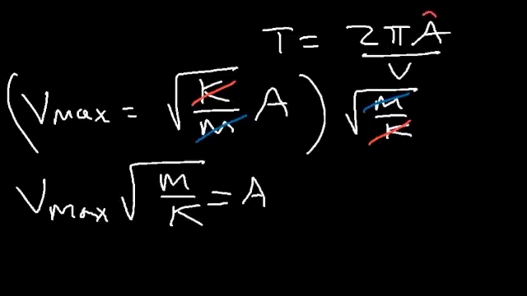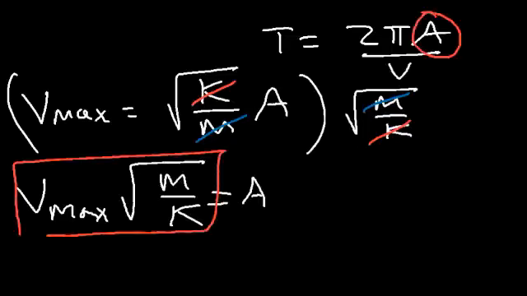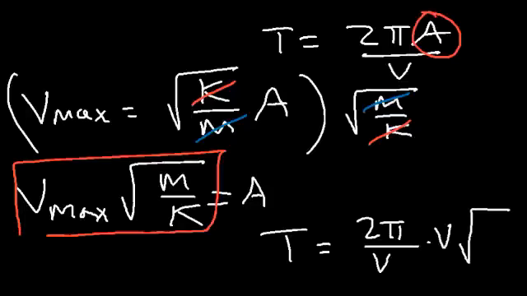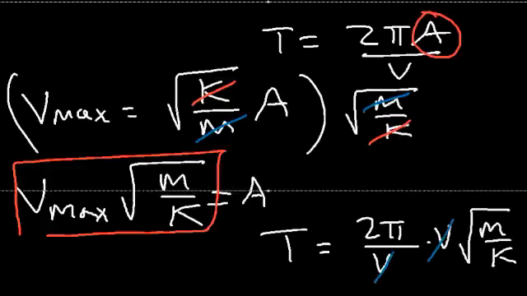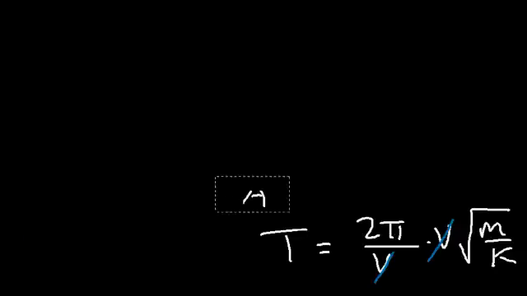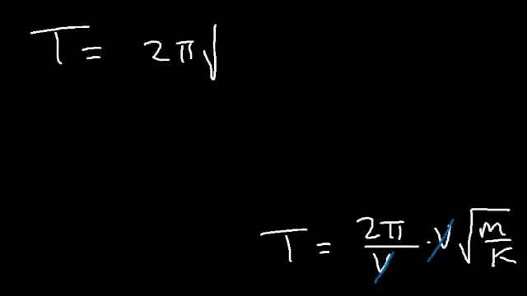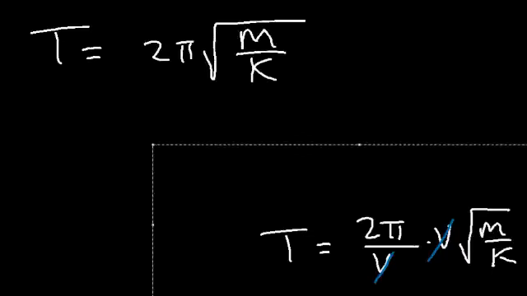So now let's replace this a with this expression. So the period T is 2 pi divided by v times v max times the square root of m over k. So we can cancel v. So therefore, the period of a spring is 2 pi times the square root of m divided by k. So now let's talk about this equation.